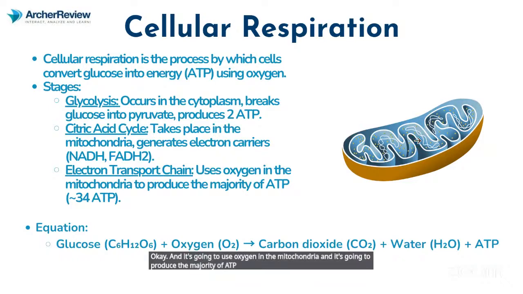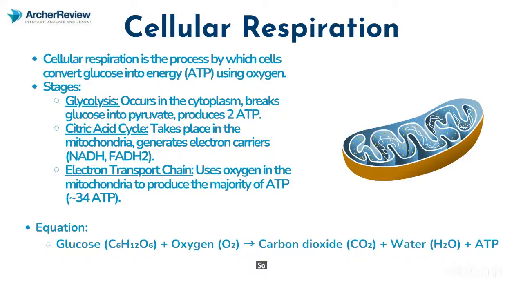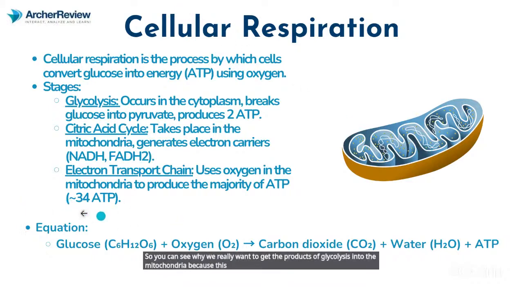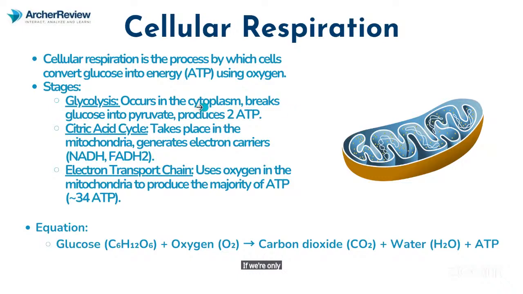Depending on the cell type, it makes about 34 ATP. So you can see why we really want to get the products of glycolysis into the mitochondria, because this is where we're getting our biggest bang for the buck in our electron transport chain. If we're only producing 2 ATP per glucose molecule, we couldn't exist. But if we've got that oxygen and can take it into the mitochondria, then we get that big bang. We get that 34 ATP approximately.